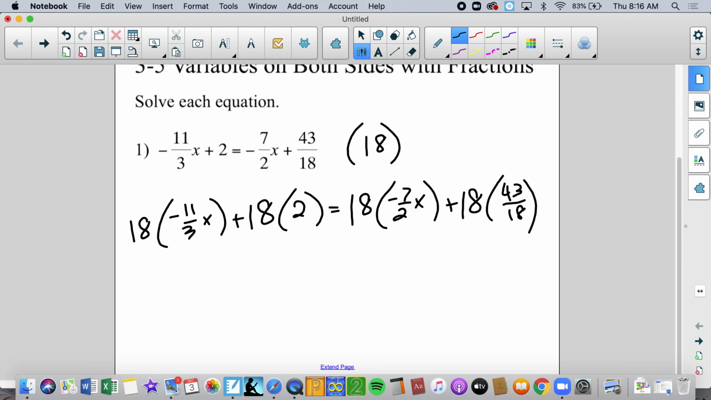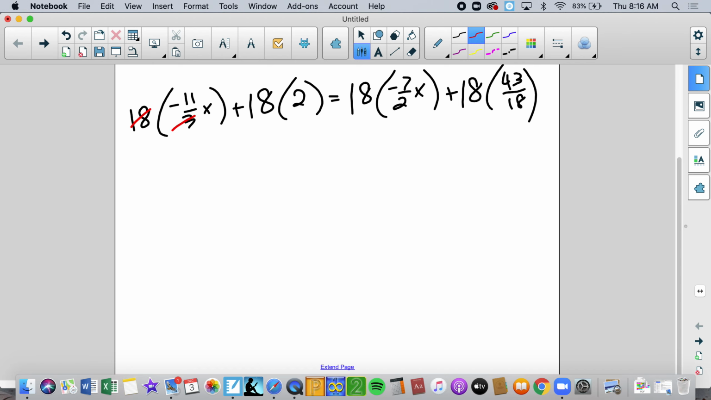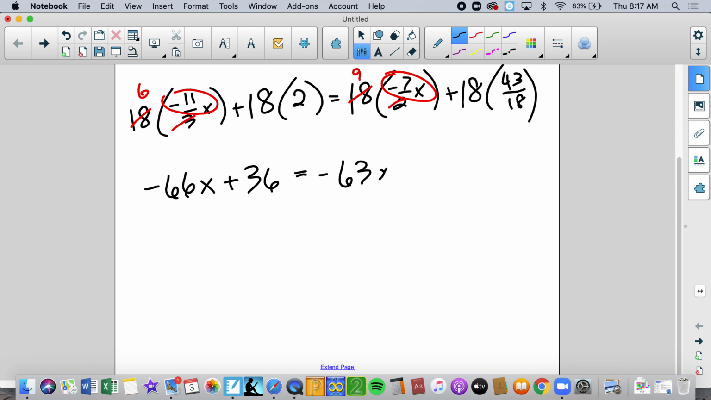All right, now we're going to cross cancel. 3 goes into 18 6 times, and then 6 times negative 11x gives me negative 66x. 18 times 2 is, what's that? I think 36, equals, the 2 is going to cancel with the 18 to make 9, and then we have 9 times negative 7, which is negative 63x, and then we have 18 canceling with 18, which leaves us with positive 43.